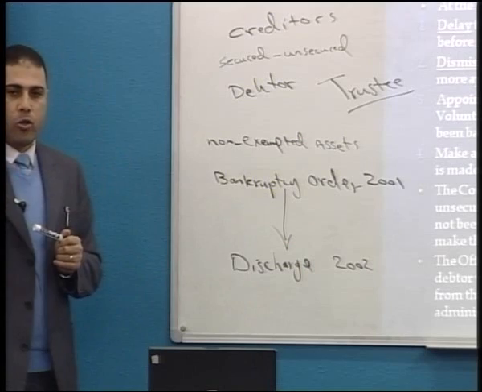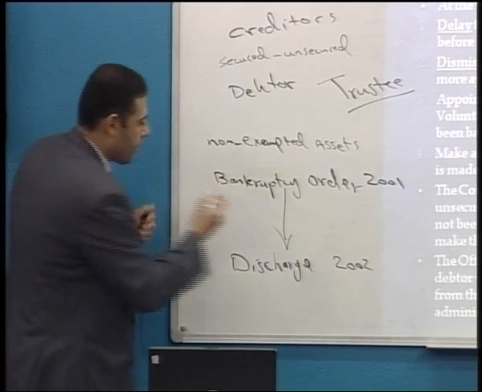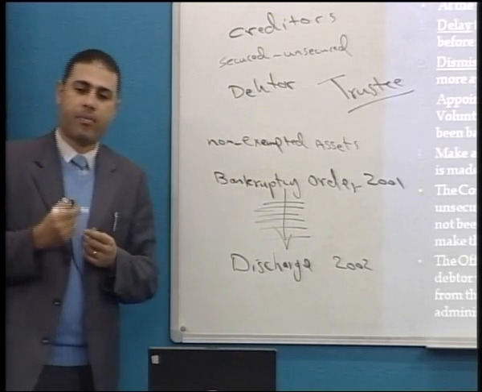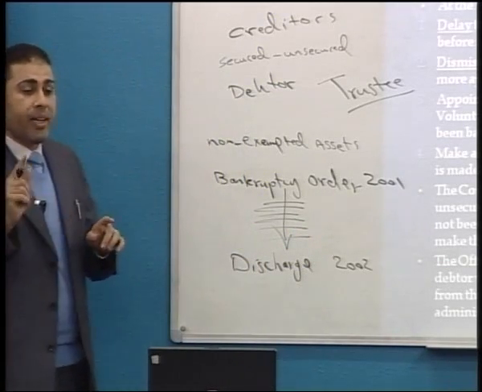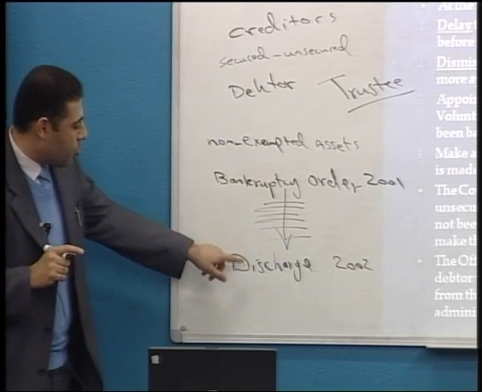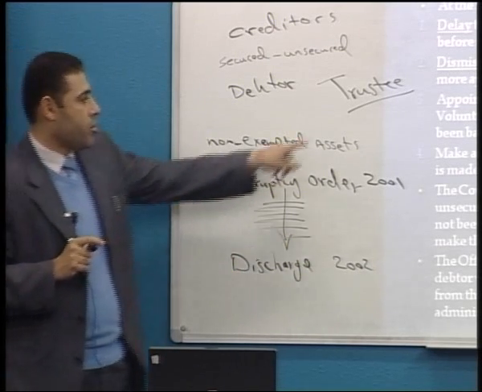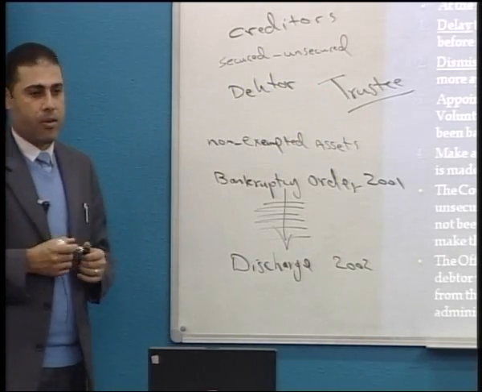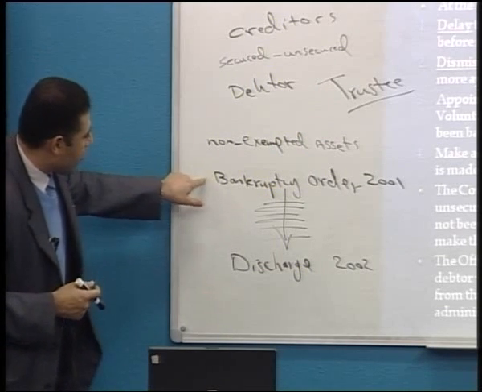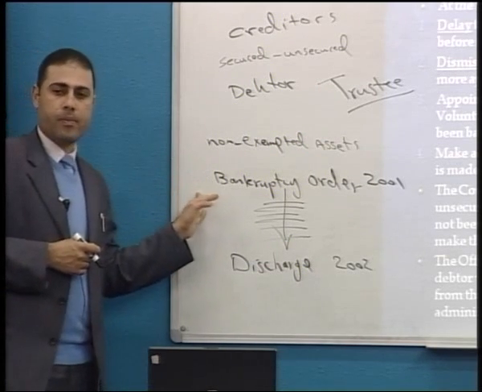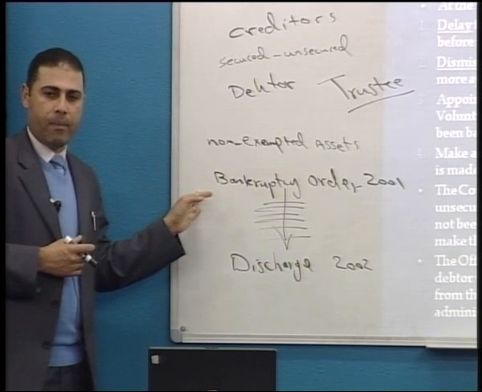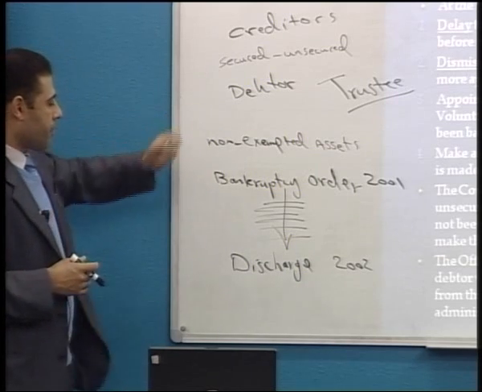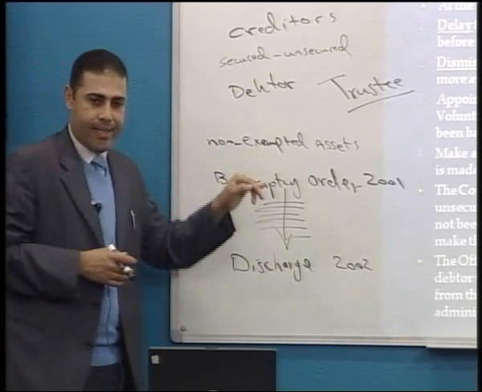Now, I want you to understand, within this period of time, this can be 1 year, 2, 3, 4, whatever, any money you make, you have to pay it back to the trustee. And he would collect it and divide it between creditors. Now, at the time of the bankruptcy order, everything the debtor owned would be taken away from him, and the cash and the assets would be divided between creditors. That is called the non-exempted assets.